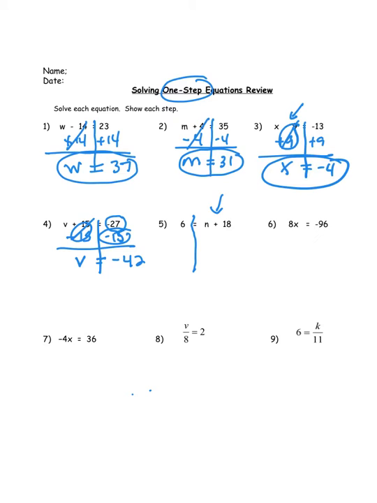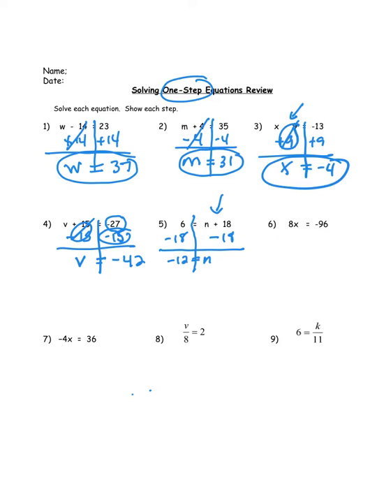And it's n plus 18, so we're going to do the opposite of adding 18. We're going to subtract 18 on both sides. You're going to notice that 6 is smaller than 18, so when I subtract 18, I'm going to move into the negative numbers, and so the solution is negative 12 equals n.